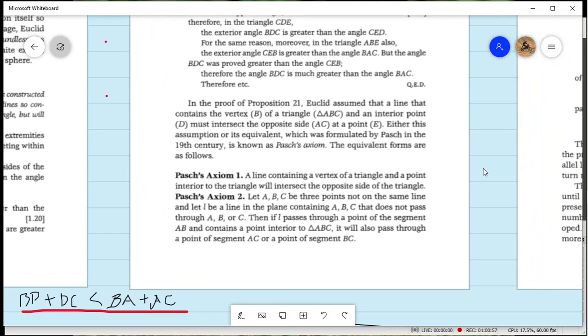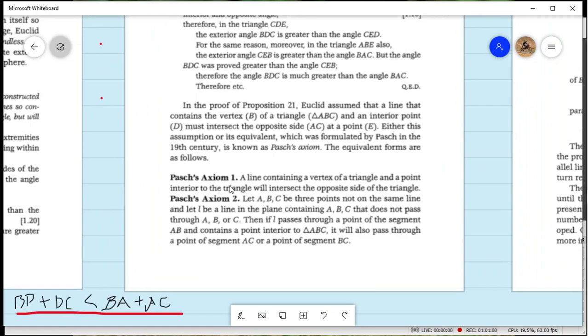Okay, so in your learning task, you are asked to show that these two alternative statements of the Pasch's axiom are equivalent. That is, axiom 1 would imply axiom 2. That is true. If axiom 1 is true, then it should follow that axiom 2 is true. And at the same time, if axiom 2 is true, then axiom 1 should follow. Okay, so that is what you are to do in your learning task.